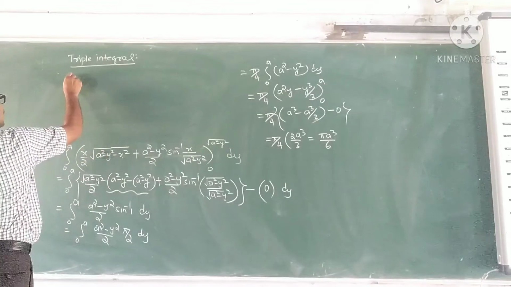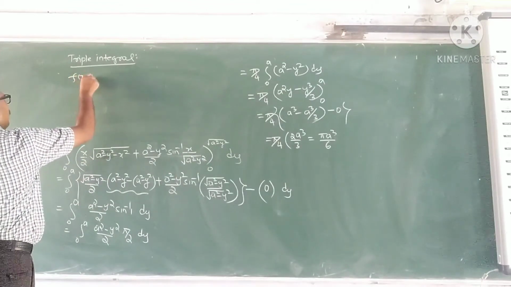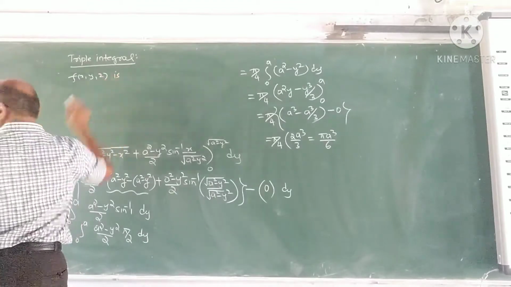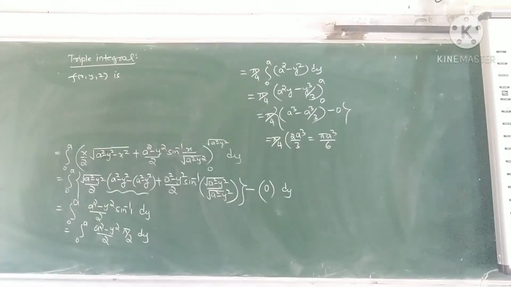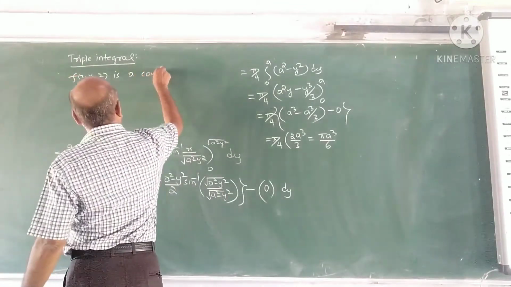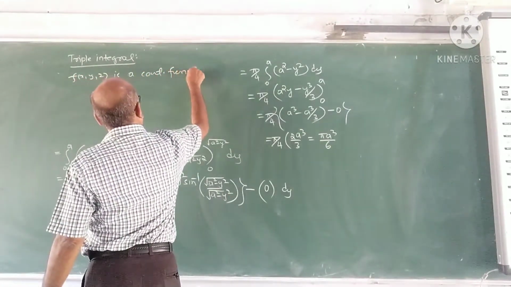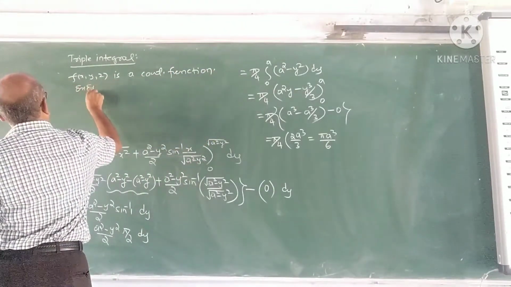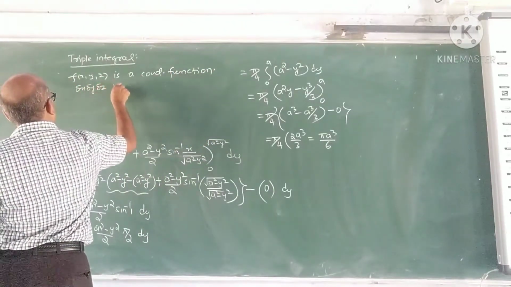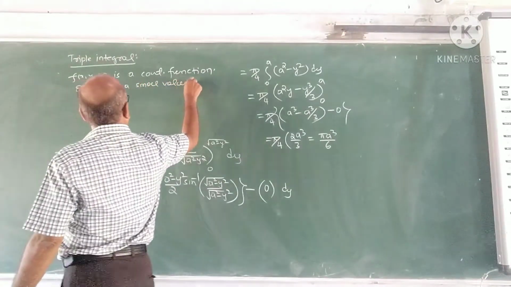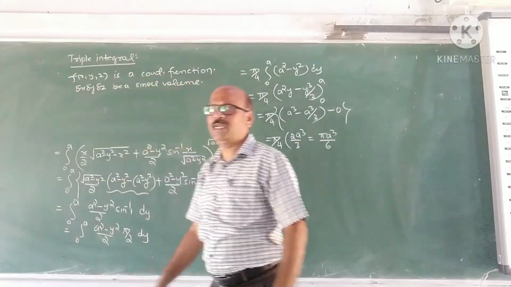See, the definition is like this. Suppose f of x, y, z is a continuous function. Let delta x, delta y, delta z be a small volume in three dimensions.